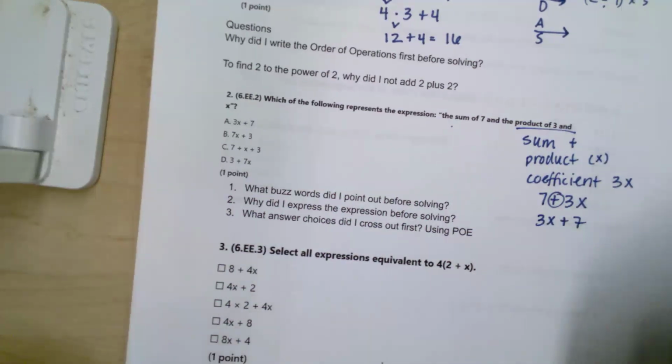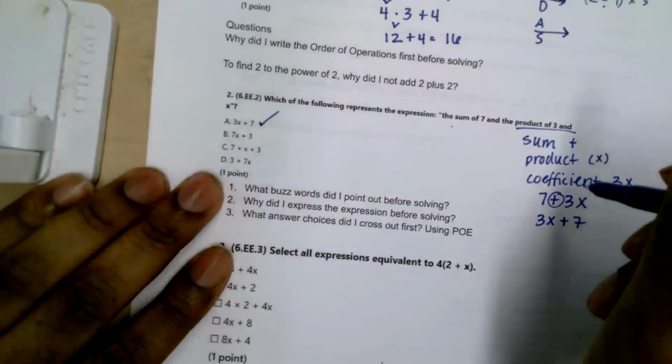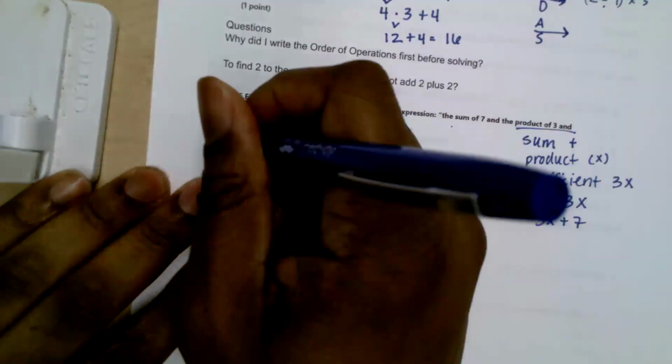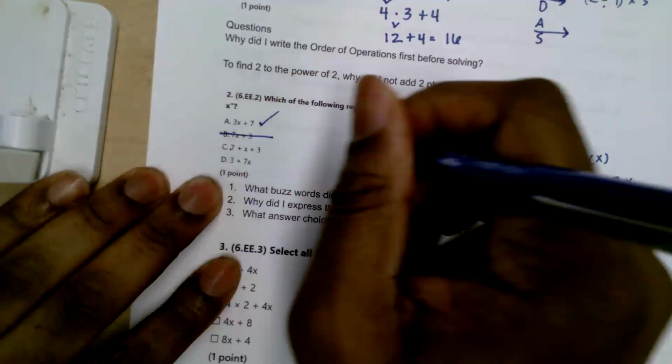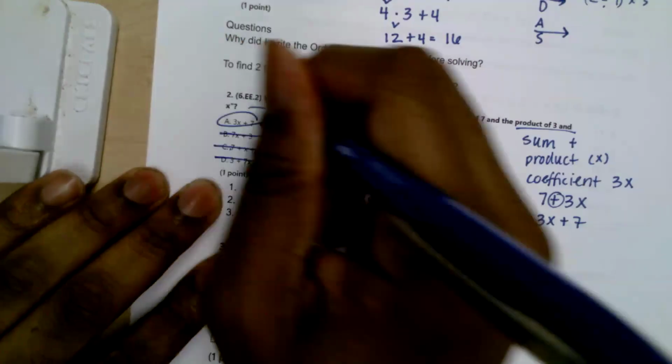So let's see what answers are that. 3x plus 7. It can't be 7x plus 3 because the coefficient is 3x. It can't be 7 plus x plus 3. And it can't be 3 plus 7x because the coefficient is 3x. So the answer is A.